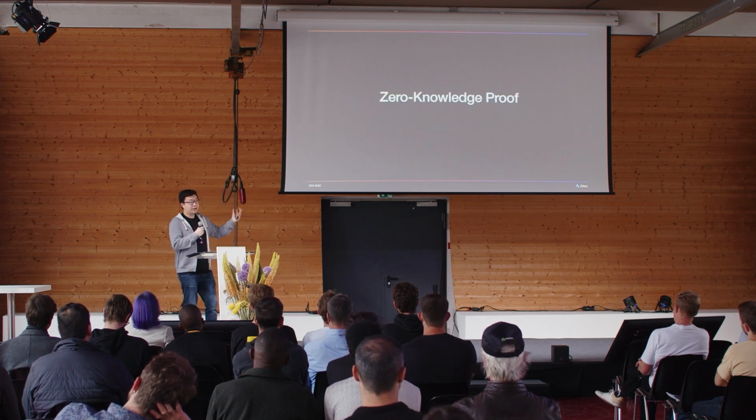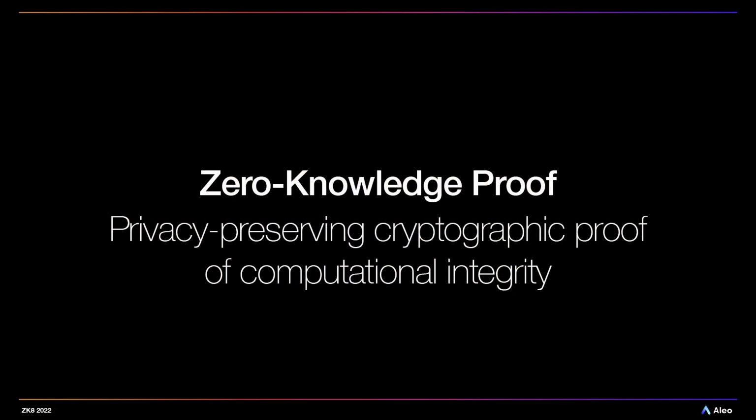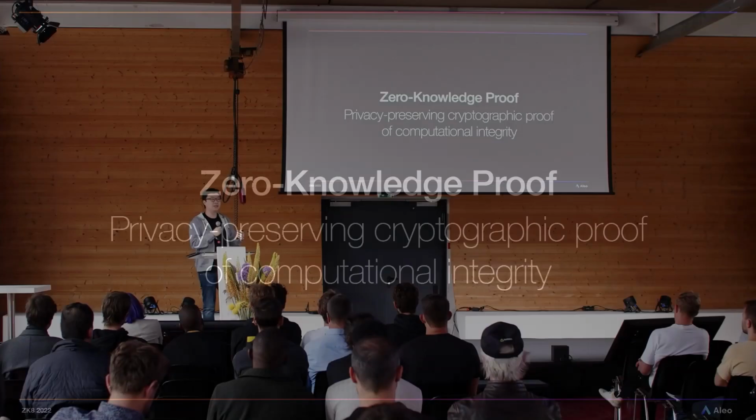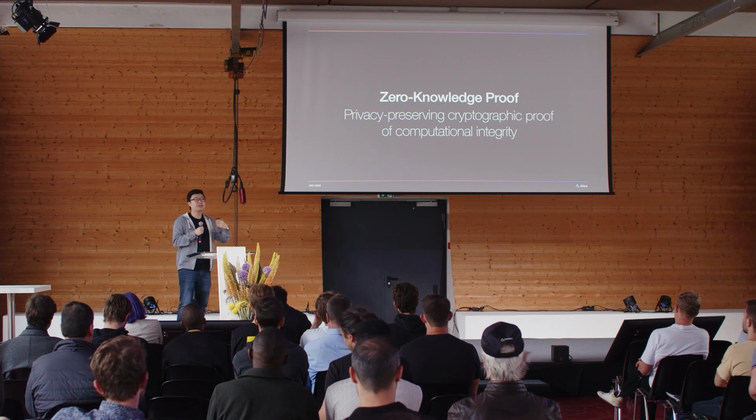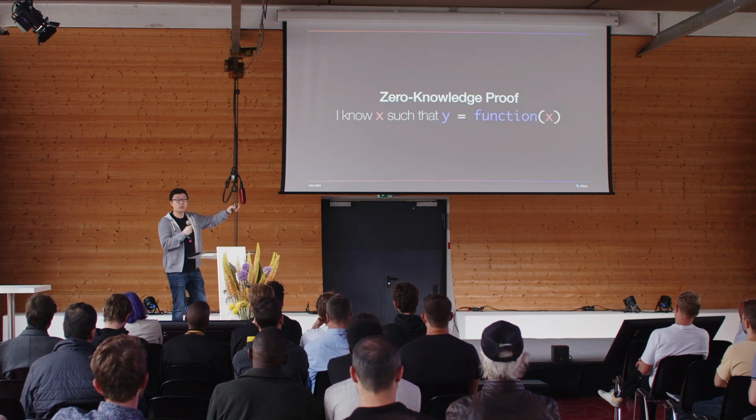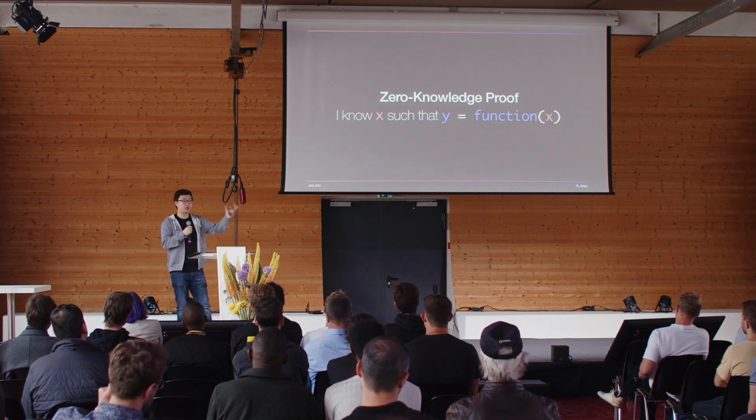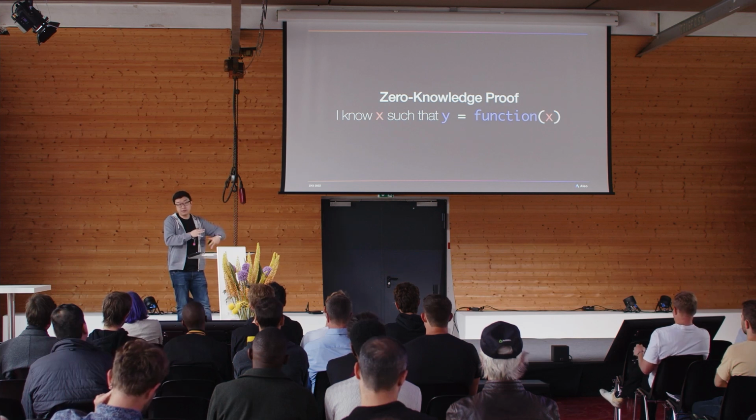And when you dive in and double-click, there's an even further, more specific segment of cryptographic proofs called zero-knowledge proofs. There's a lot of jargon here, so let's break it down. The privacy-preserving cryptographic proofs of computational integrity. And this is really taking it one step further. What I'm really saying here is, I know x such that y equals f of x, where x itself is a private input. This takes that concept of a cryptographic proof one step further.